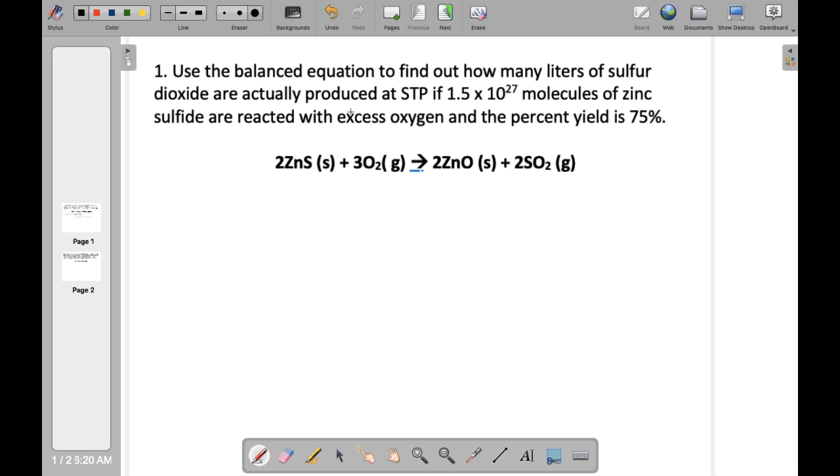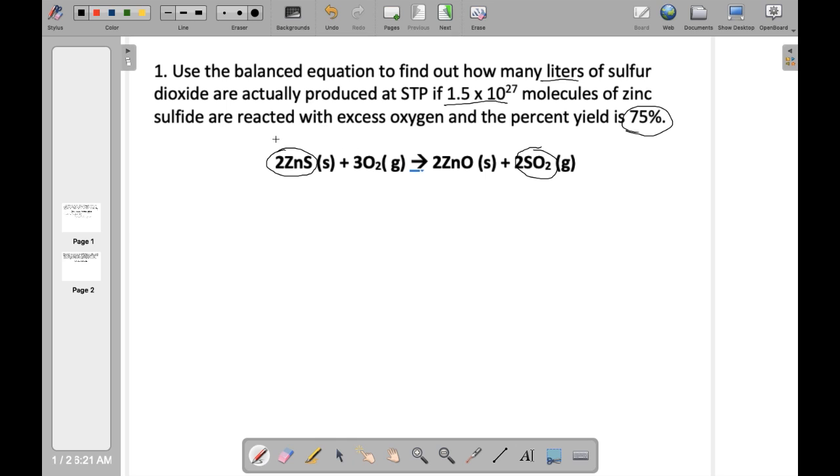Use the balanced equation, so we know this is balanced, to find out how many liters of sulfur dioxide are actually produced at STP, which is standard temperature and pressure, if 1.5 times 10 to the 27 molecules of zinc sulfide are reacted with excess oxygen and the percent yield is 75%. Wow, so this is a little bit different than what we did last time, but it's actually completely the same.